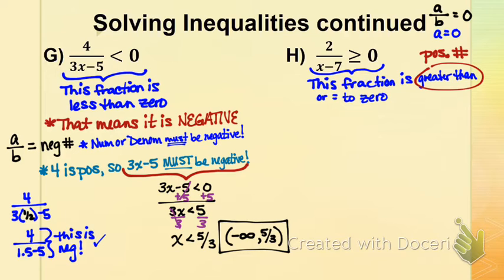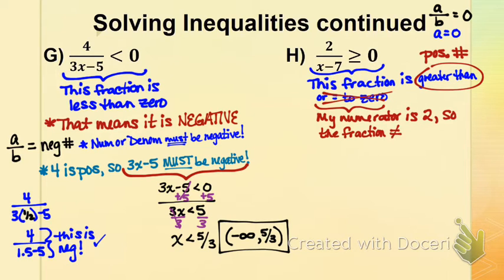Can this fraction be equal to 0? Why not? Because the numerator is 2. The numerator's a 2, and the denominator can't be 0. So I'm going to throw out this or equal to. Even though it's there in symbol form, it can't happen here. My numerator is 2, so the fraction cannot equal 0. So I'm strictly looking at greater than.